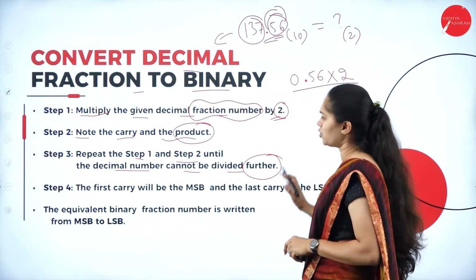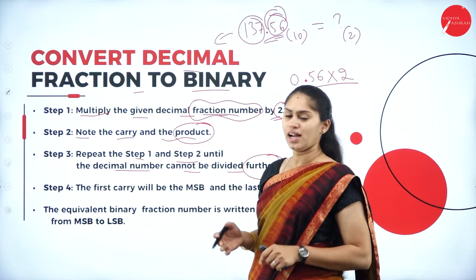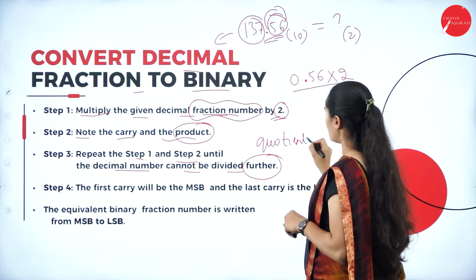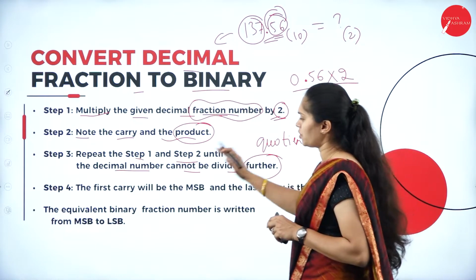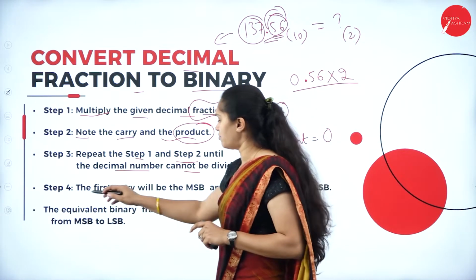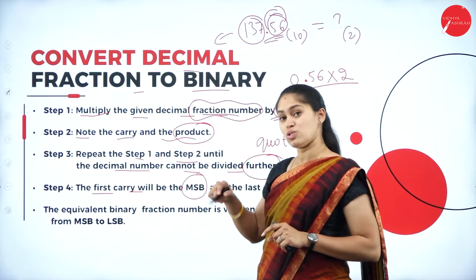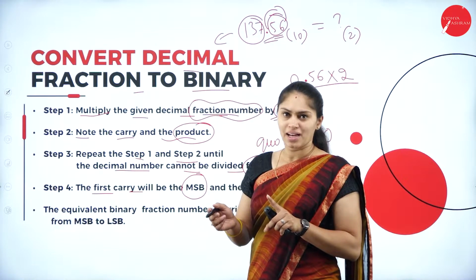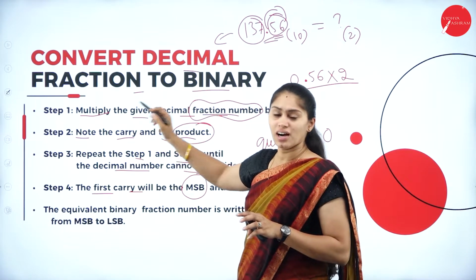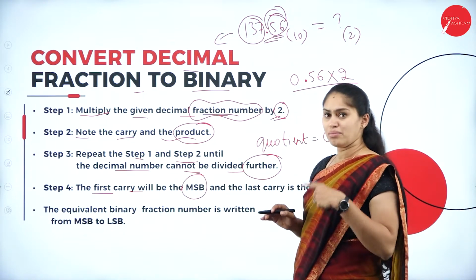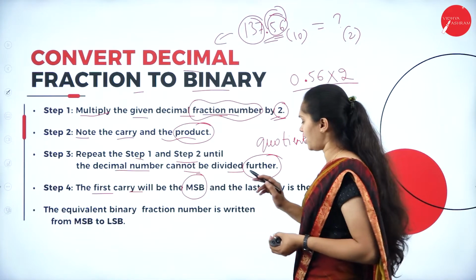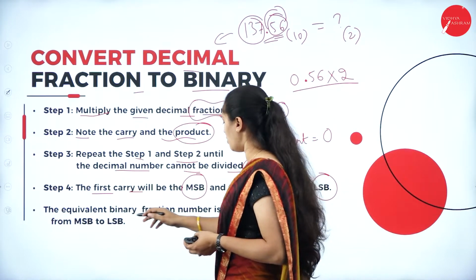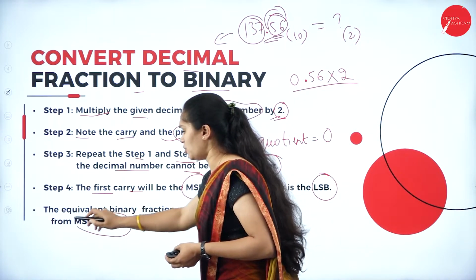When we are not able to divide this decimal fraction further, or if the quotient becomes 0, then at that time we have to stop doing this multiplication. In decimal to binary, the last remainder is the MSB. But for the decimal fraction, the first carry will be the MSB, which has more weightage, the more significant bit. And the last carry is considered the LSB. So here we have to write the number from MSB to LSB.